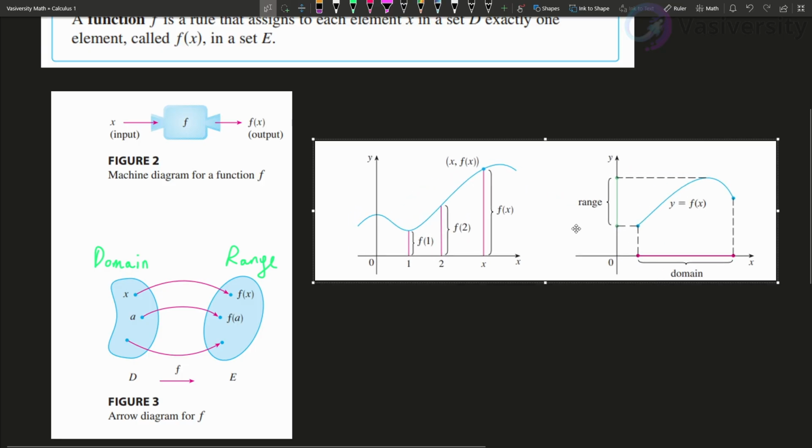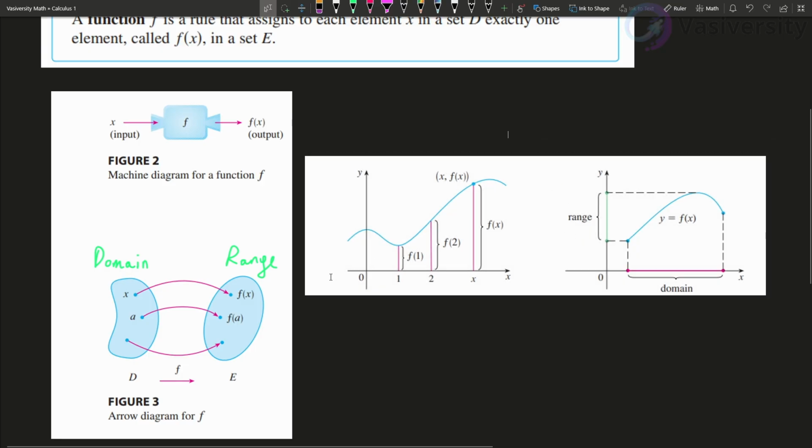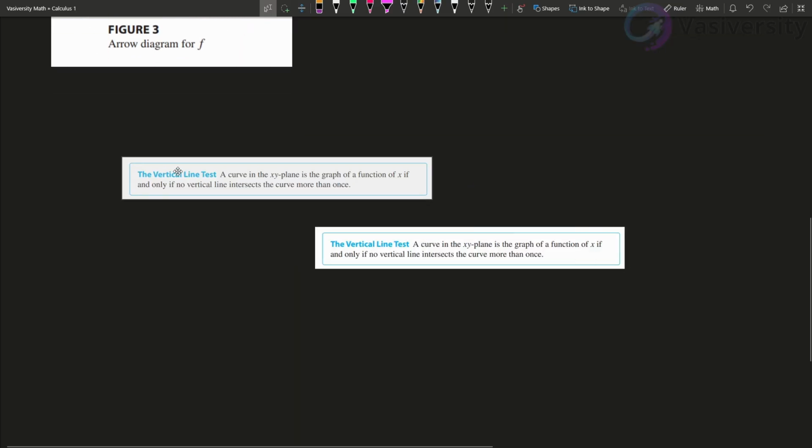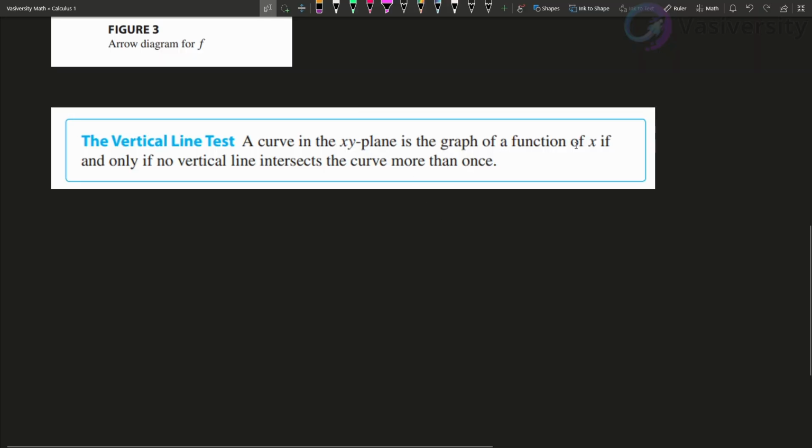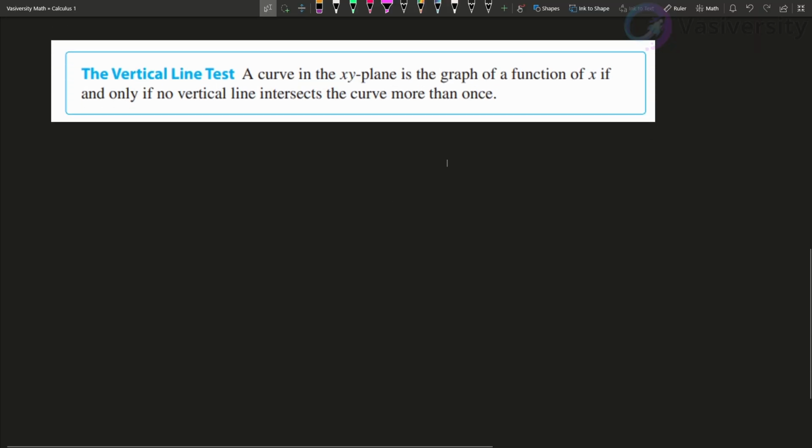So on the left-hand side, we have a properly defined function. X-axis, y-axis. Y-axis we call the range of a function. X-axis we call the domain of the function. What does that mean for us to have a properly defined function? In order for us to properly define a function, we've got to perform a vertical line test. A curve in the xy plane is the graph of a function of x if and only if no vertical line intersects the curve more than once.